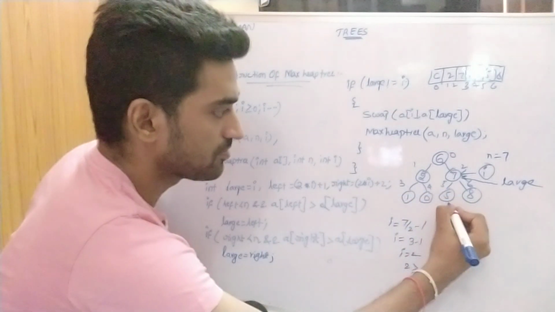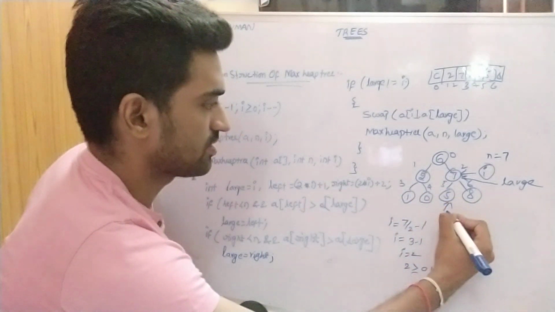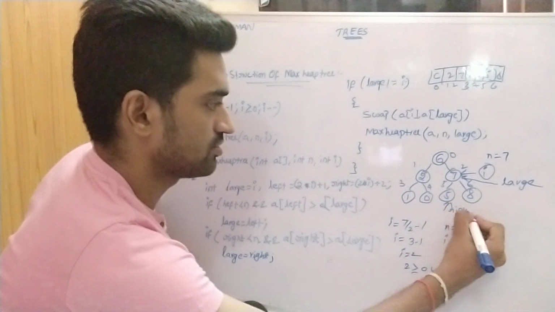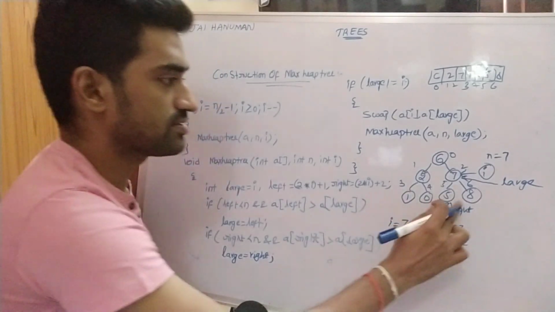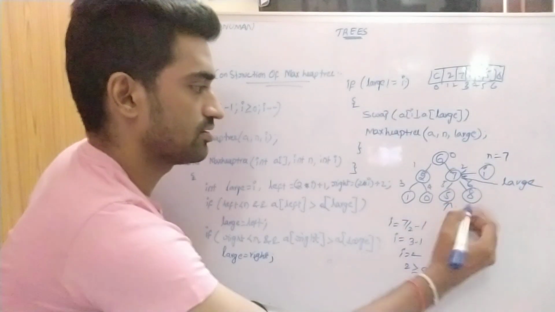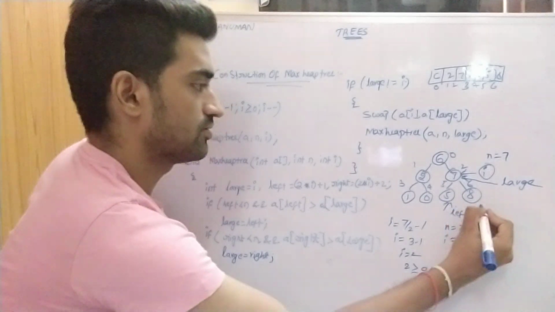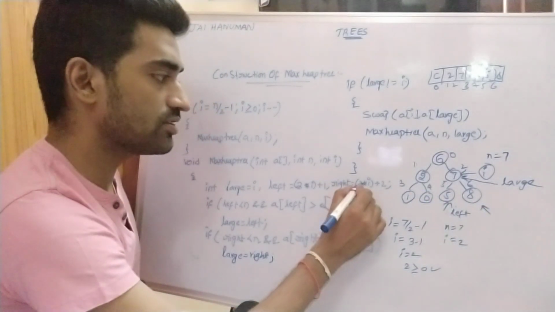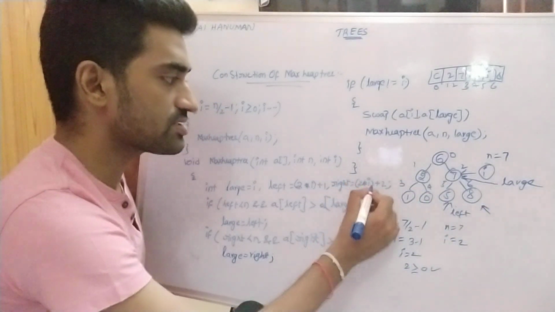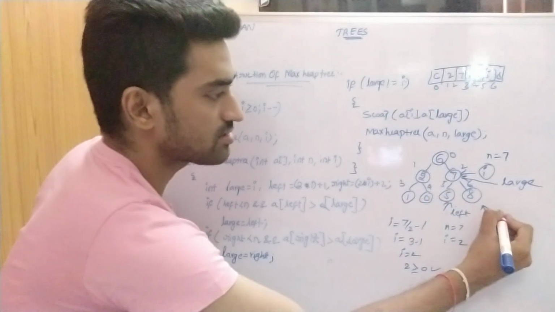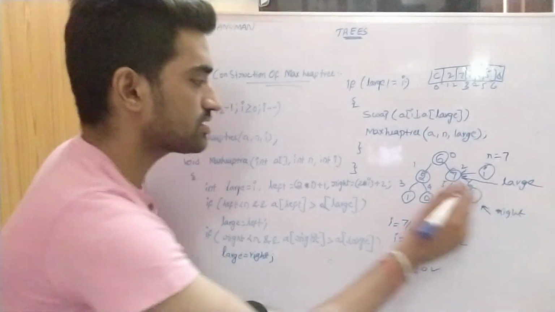So this is the right. This is the left. This is the left. Fine. What is the right value? 2 into 2 plus 2, that is 6. This is right value. So we can set all the values.